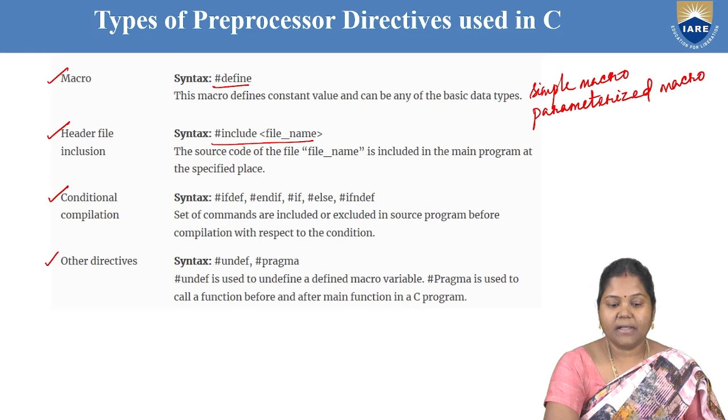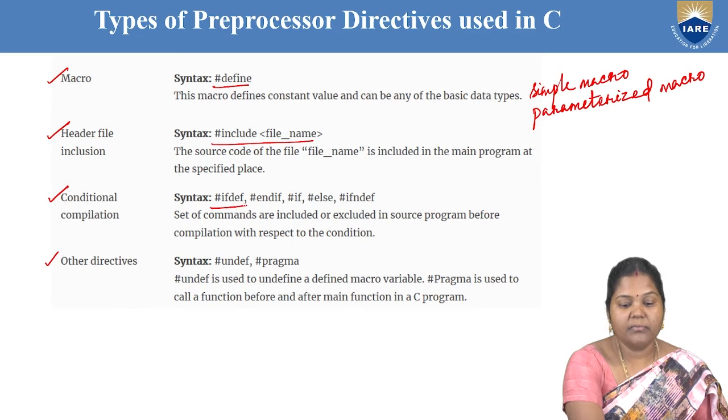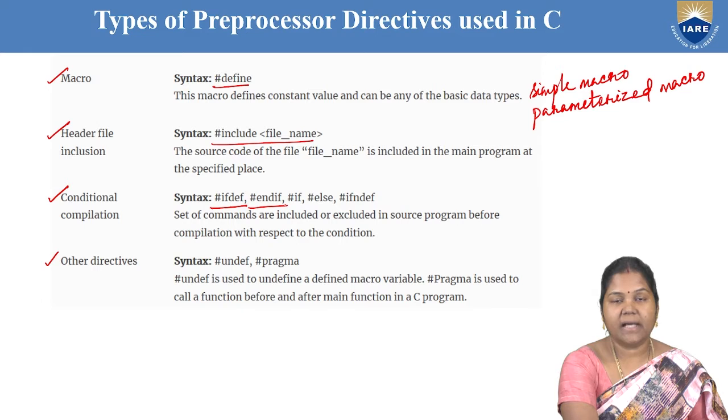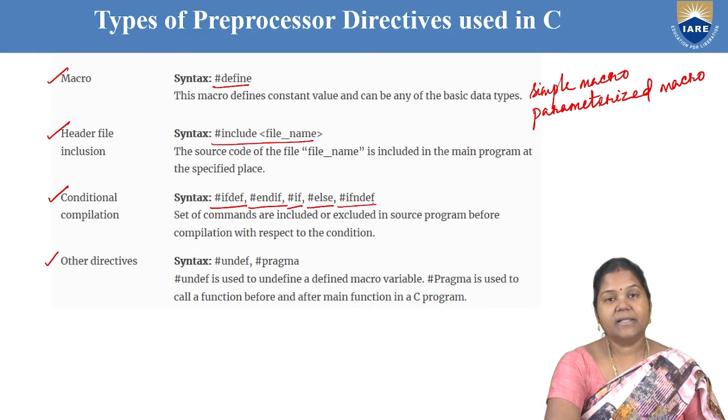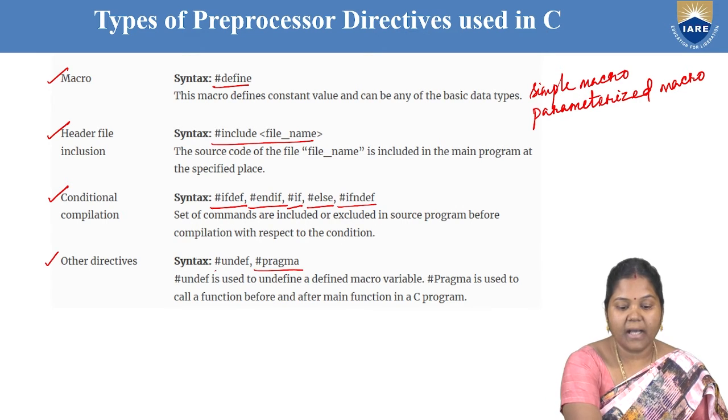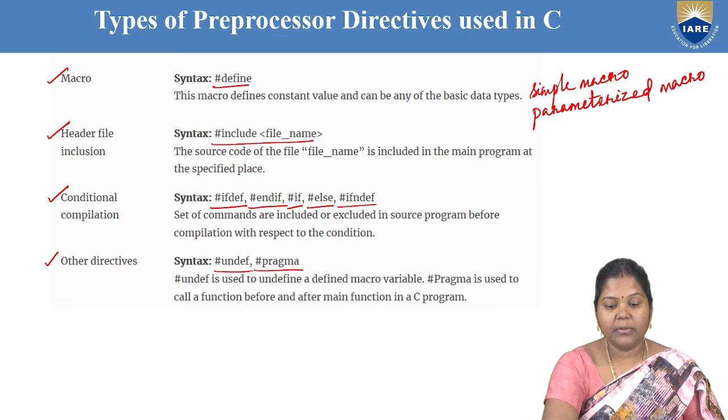The third one is conditional compilation. These are a set of commands which are included or excluded in the source program before compilation with respect to some condition. If a macro is defined, you write hash ifdef, and the closing tag is hash endif. Similarly, if you want to test a condition, you use hash if, else, and ifndef. These are the directives used for conditional compilation. And the last one is other directives, or miscellaneous directives. We have the hash pragma directive, hash undef to undefine a macro, and so on.